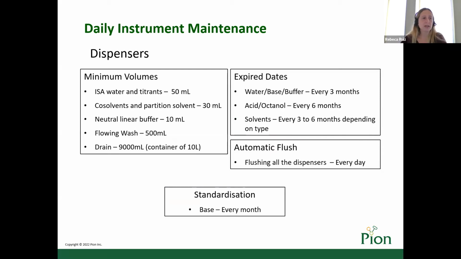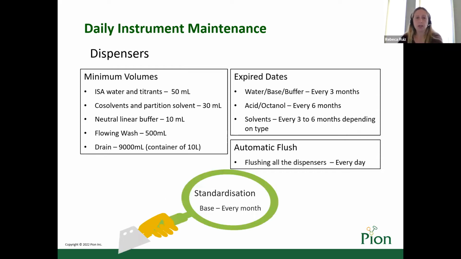The way the reminders are defined for the dispensers is shown in this slide. Mainly, they are defined by minimum volume, expire dates, and automatic flash. Please check that your control software has these reminders and change them accordingly if not. So the expire date for the base is 3 months. However, I recommend to change this reminder to every month, as the base needs to be standardized regularly to determine the carbonate levels.